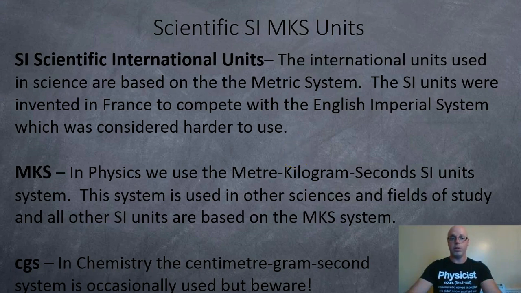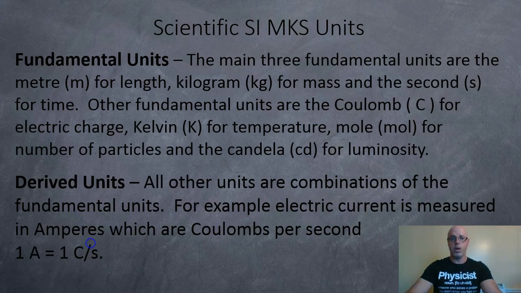MKS. In physics, we use the Metre-Kilogram-Second SI units system. This system is used in other sciences and fields of study as well, and most units are based on the MKS system. Okay. CGS. In chemistry, sometimes they use the Centimetre-Gram-Second system. But beware, this is not the most common system. MKS is the system mostly used.